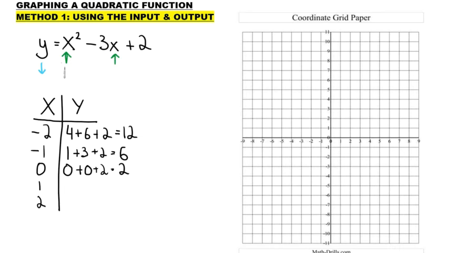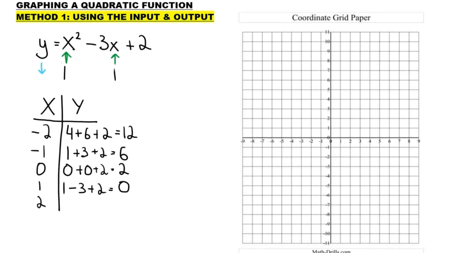If I put in 1, 1 times 1, well, that's going to give me 1. -3 times 1, that's going to give me -3. And I'm going to add +2. Well, what do you know? We may have just found one of our x-intercepts, because 1 minus 3 plus 2 will give me 0.